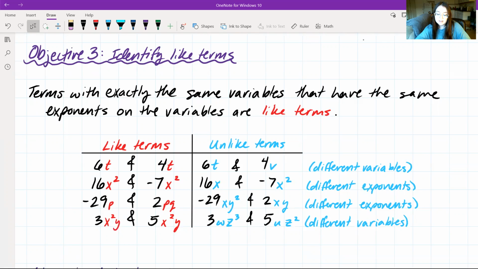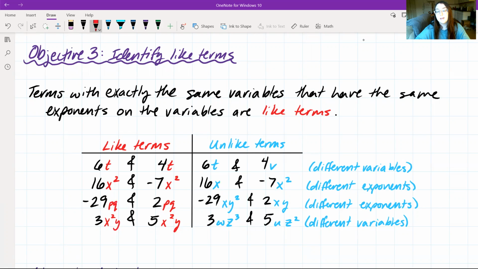Similarly, we have 16x squared and -7x squared. I realized I totally forgot to write q. There we go. So -29 times pq and 2 times pq. Same goes for 3x squared times y and 5x squared times y. So what we see here is that our variables have the same types of exponents, so therefore we can say that these are like terms.